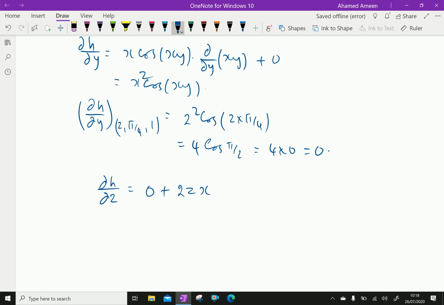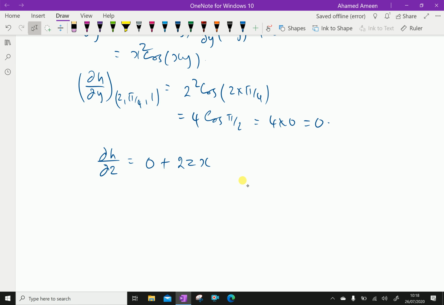So let us substitute the value of ∂h/∂z at (2, π/4, 1). z is 1, x is 2, so 2zx is 2 times 1 times 2, so totally 4.